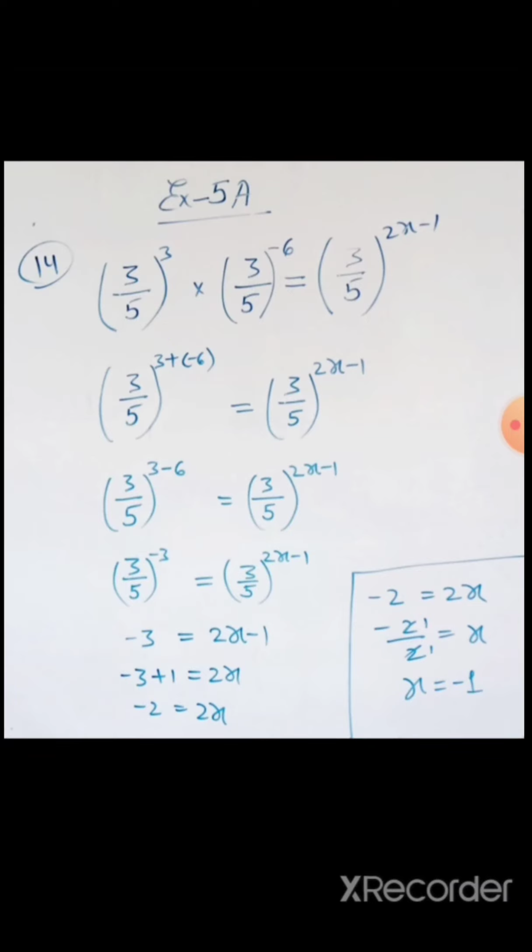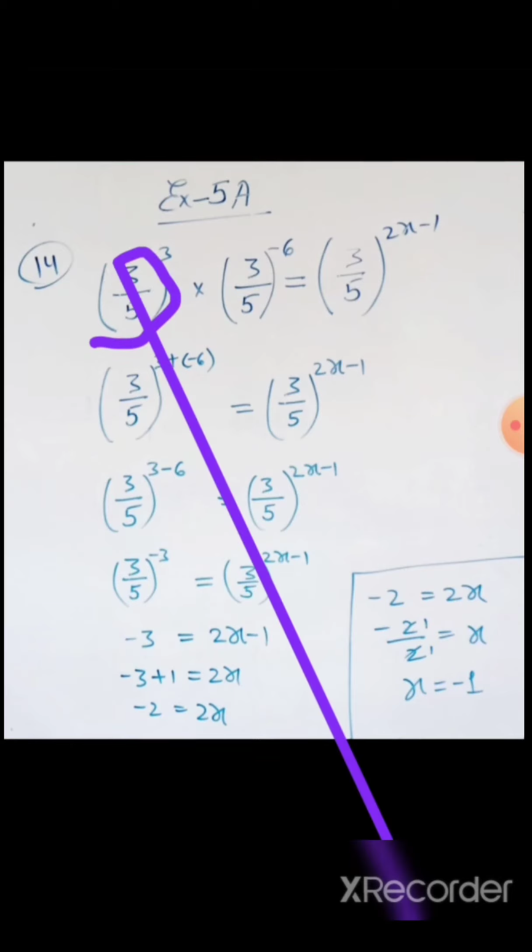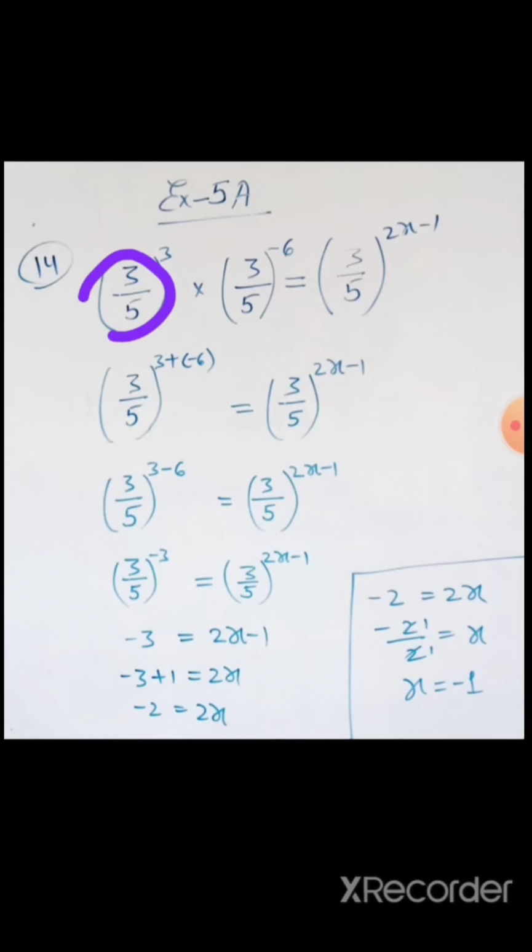Okay, so we can see here multiplication is going on there, and these both have the same base. Base is 3 by 5 here, 3 by 5 here, and here also base is 3 by 5, and multiplication is going on here. It means we will add the powers, means we'll write the base one time and the power is 3 here.